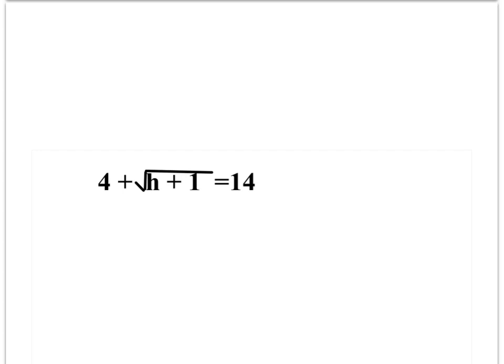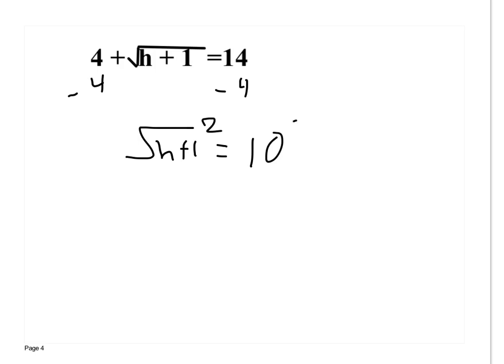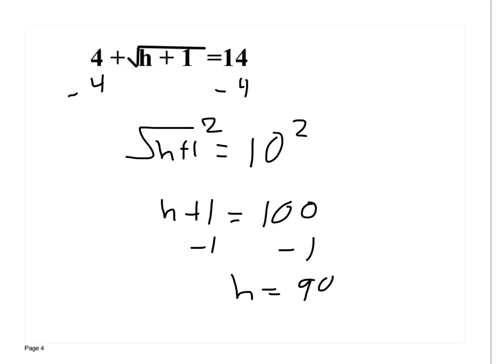4 plus the square root of h plus 1 is equal to 14. What is the first thing I have to do? Someone raise your hand. I subtract 4. Good. I'm left with the square root of h plus 1 is equal to 10. Someone raise your hand. Tell me what I do after that. Luke. I square both sides. I'm left with h plus 1 here. I'm left with 100 here. And then what, Luke? Minus 1. Subtract 1. h is equal to 99. I can put it in for h and it would be true. Any questions?